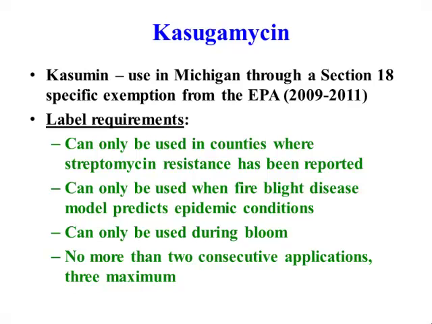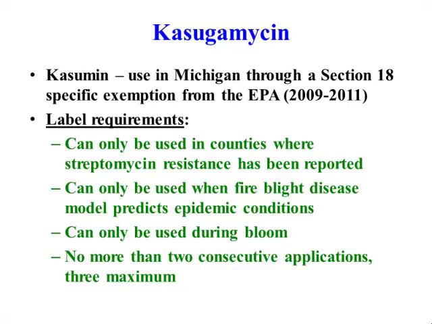And I think more importantly, it can only be used when the fire blight disease model predicts epidemic conditions. So there are years when the model would predict fire blight conditions but not epidemic conditions, and then Kasumin could not be used under those conditions. It can only be used when epidemic conditions are there. Can only be used during bloom. Can't be used more than 2 consecutive times and only 3 maximum applications. So Kasumin, it's been adopted.